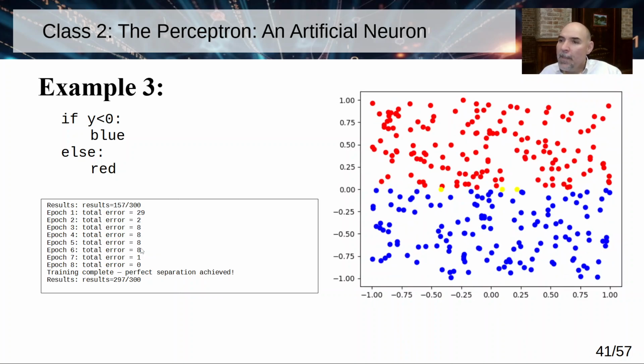Example 3. This is just y less than 0. In other words, if y is below 0 on the y-axis, it's going to be blue.